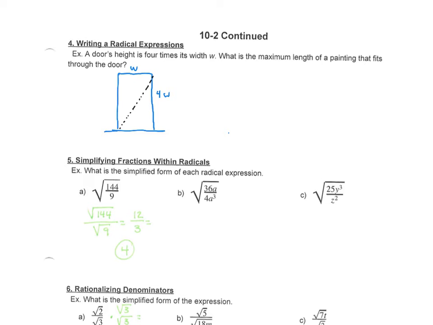And I know that this triangle is going to look like this. And I'm trying to find this right here. And this is W, and this is 4W.